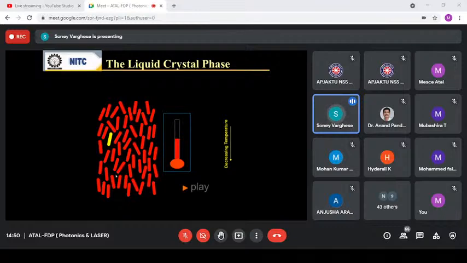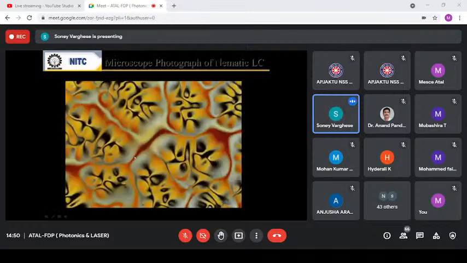So the operating temperature will usually be mentioned by the manufacturer, because the material has a nematic to isotropic transition temperature. So the display system should work in that temperature range. Then only you can expect proper working of your system, right? So the temperature is also very important.